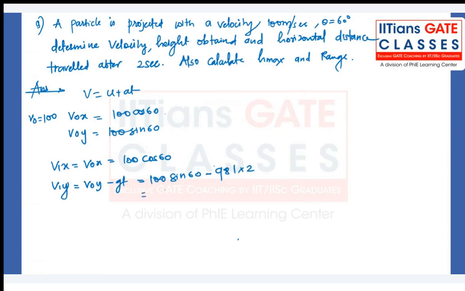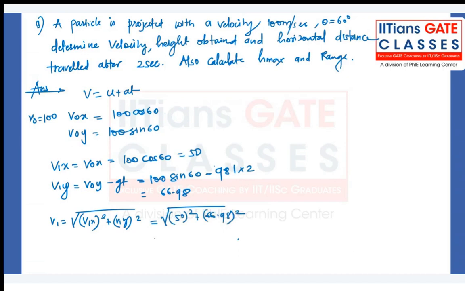66.98. So V1 is equal to under root of V1x whole square plus V1y whole square, which is under root of 50 square plus 66.98 square. You will get close to 83.58 meters per second. Okay.